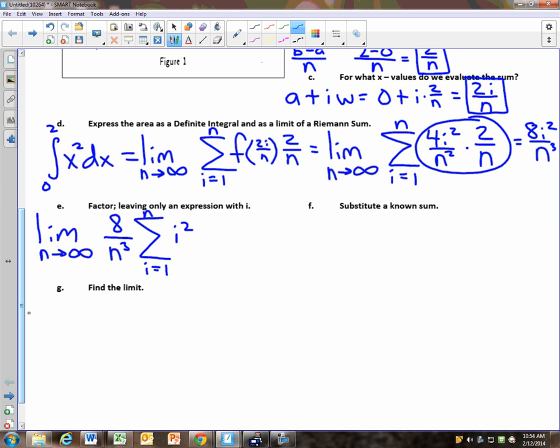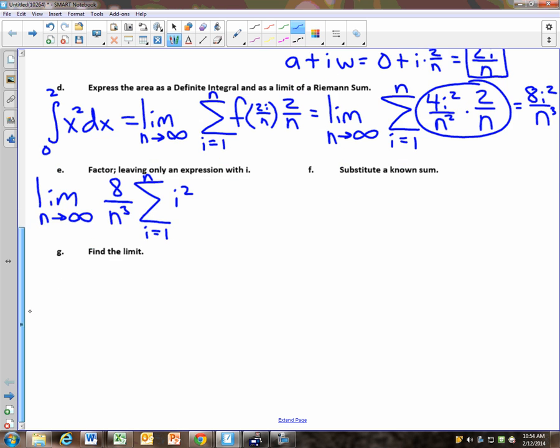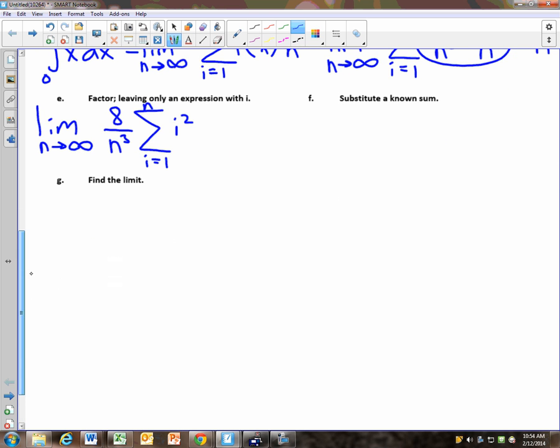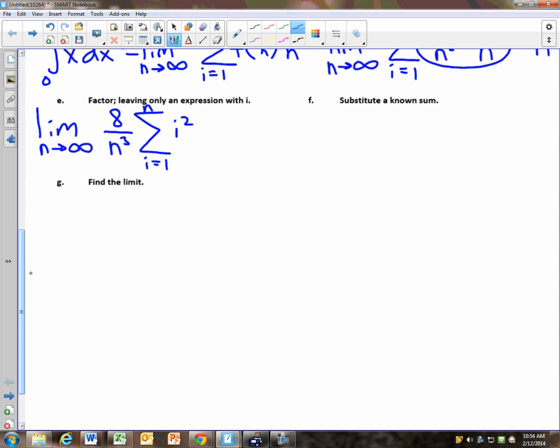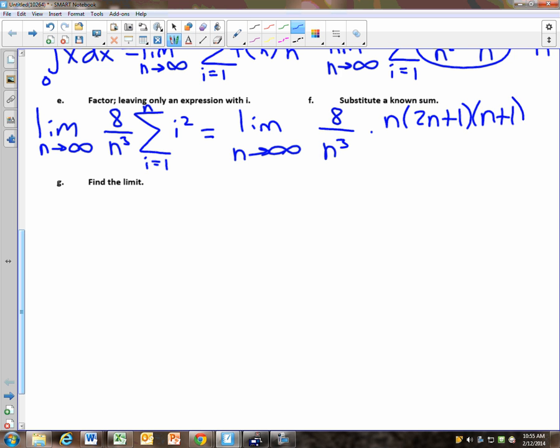Just because of the algebra. So right here we have the 8i squared over n to the 3rd. That's where the squared is. This is what we know. Instead of writing the sum of i squared, here's what we can write. Limit as n goes to infinity of 8 over n to the 3rd. This is where we substitute our known sum. We know that the sum of the first squares is equal to n times 2n plus 1 times n plus 1, divided by 6.